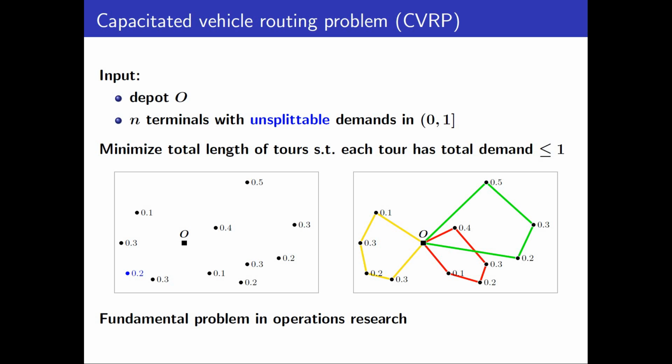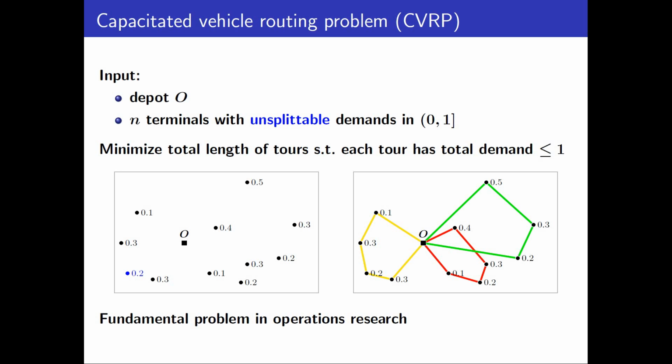There is an unlimited number of identical vehicles. The tour of each vehicle starts at the depot and returns there after visiting terminals of total demand at most 1. 1 represents the capacity of the vehicle. Together, the tours must cover all demands. The objective is to minimize the total length of the tours.